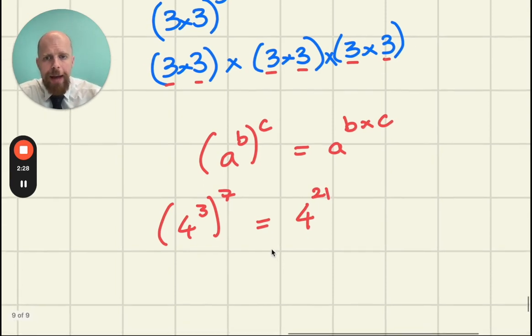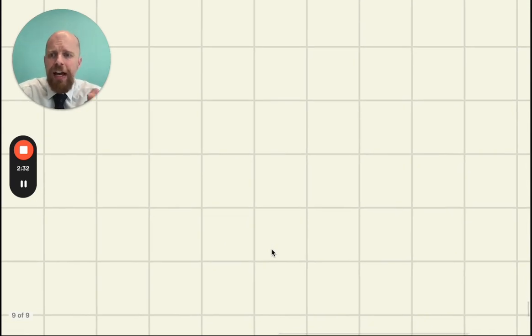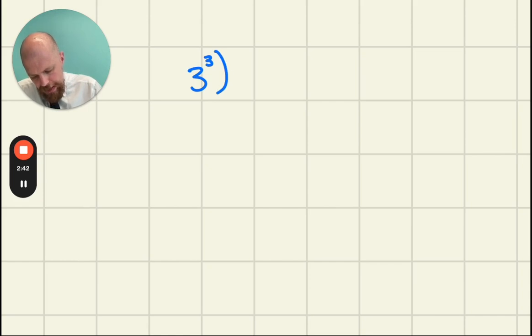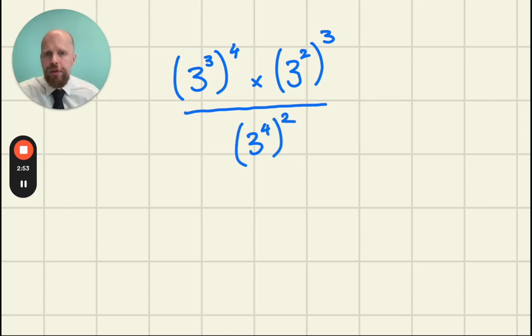Now let's look at what happens when we combine this rule with multiplying and dividing. If you haven't done so already, go back and check the first video in the Laws of Indices series that I made recently. Let's have 3 cubed to the power 4 times 3 squared to the power 3, and divide that by 3 to the power 4, all to the power 2.